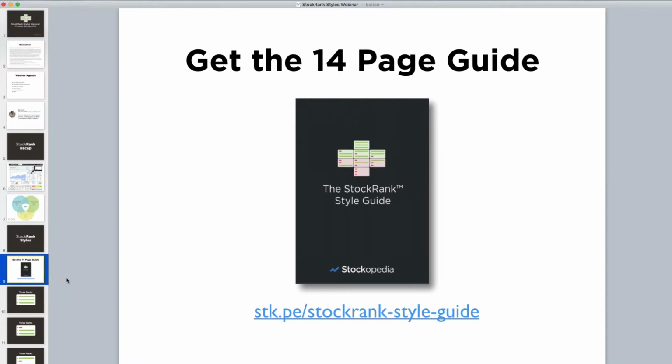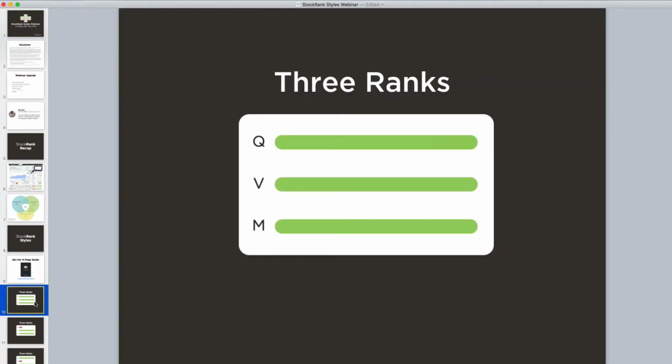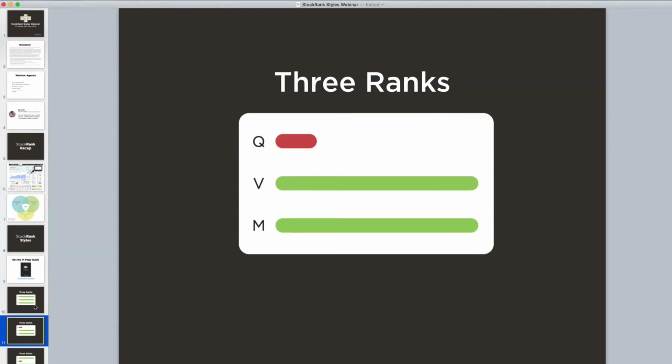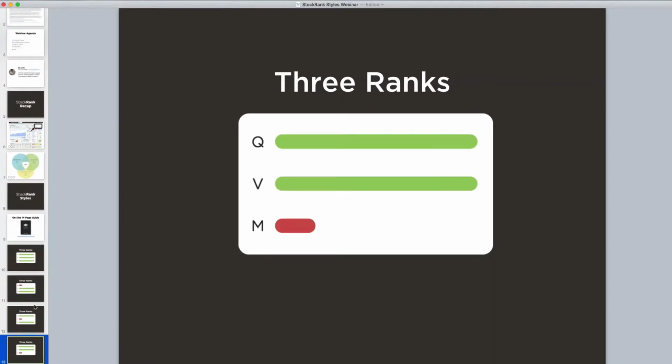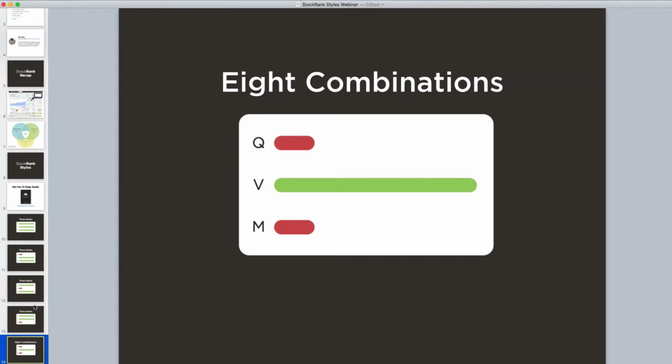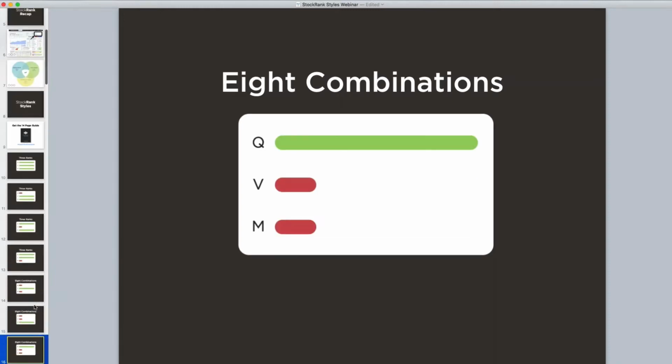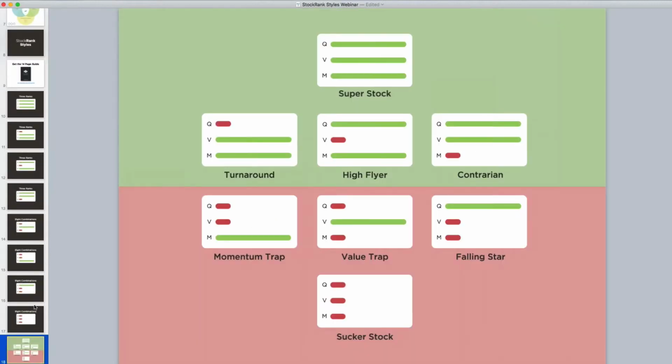Really, the StockRank styles, if you think about it, these three forces, QVM, quality, value, momentum, they can pair up in different ways. If you take these three ranks, quality can be high or low, value can be high or low, momentum can be high or low. There are 8 different combinations of these 3 factors if you take them to the extremes. Essentially, they create this grid, which I joke in the office is a bit like the I Ching for the stock market, showing you all the possible binary combinations of these different 3 ranks.